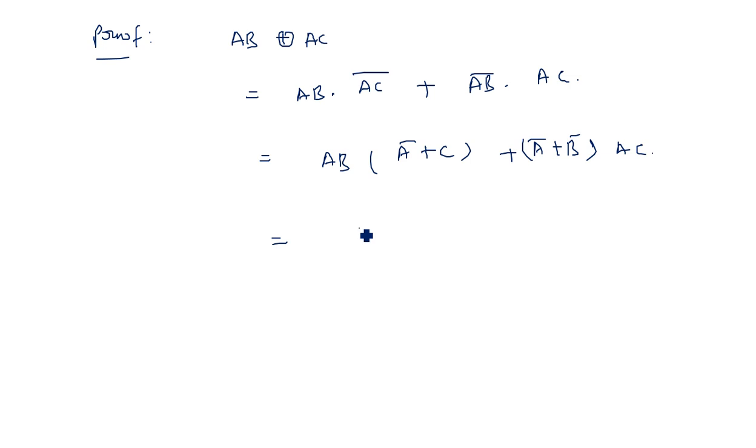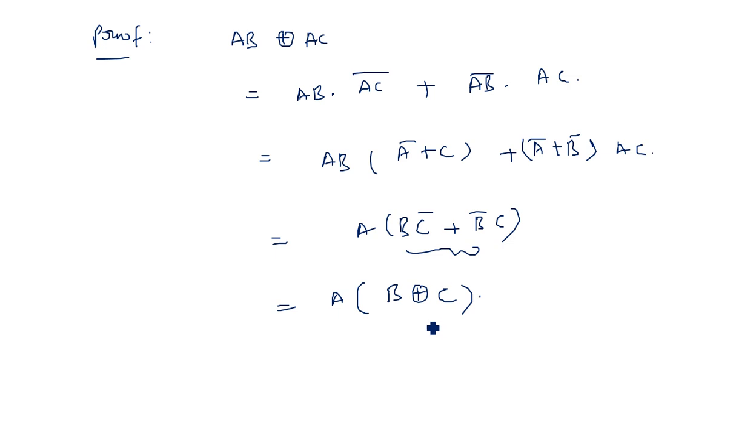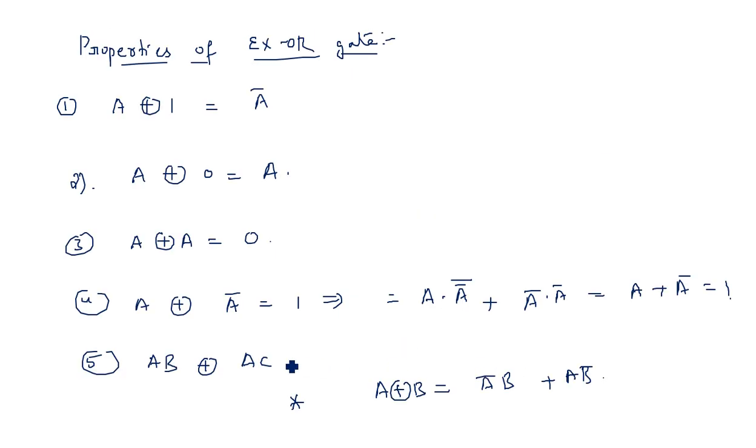After simplification, it gives A into B C bar plus B bar C. That is A into, what is this? This is nothing but the XOR operation between B and C, so B XOR C. This is the output equation. Check whether we have got the same or not: A into B XOR C. So AB XOR AC is equal to A into B XOR C.